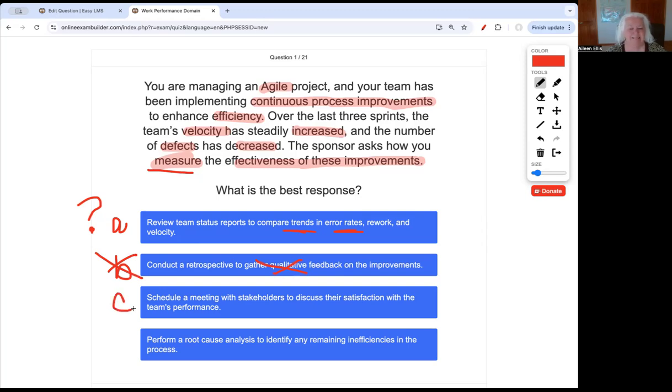Let's keep going. C, schedule a meeting with stakeholders to discuss their satisfaction. We're trying to measure effectiveness. We're not trying to measure satisfaction. We're trying to measure velocity and defects. So I don't like C. Let's go to D. Perform a root cause analysis to identify any remaining efficiencies. D is a great thing to do, but it doesn't answer the question about measuring effectiveness. Therefore, I'd go back to answer A.